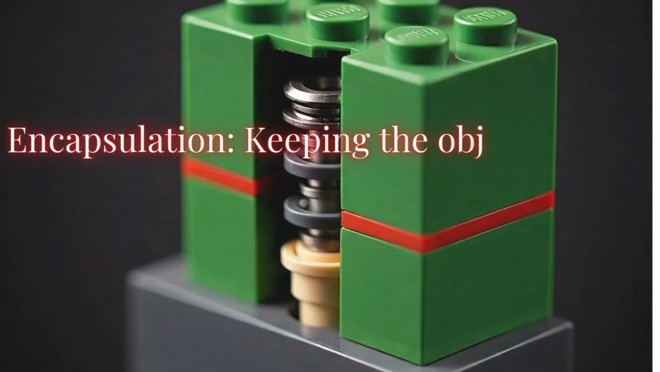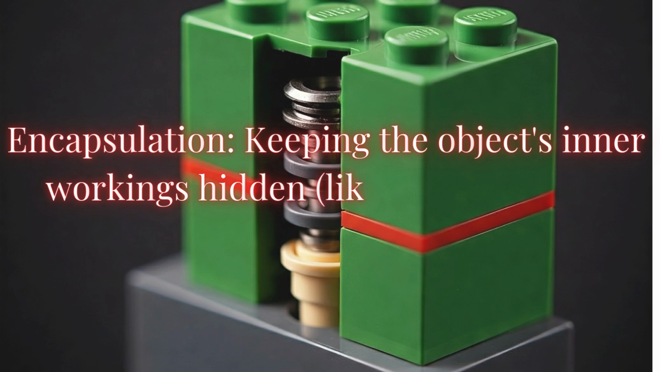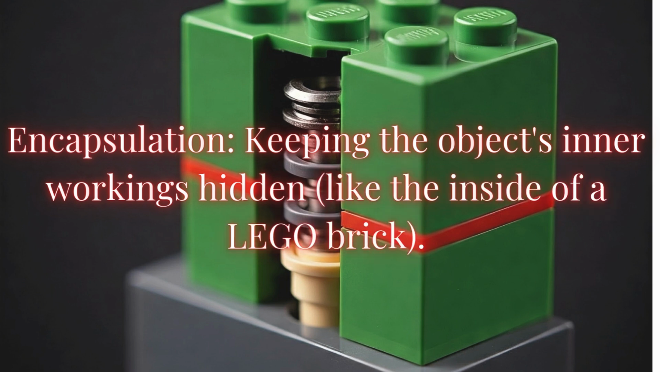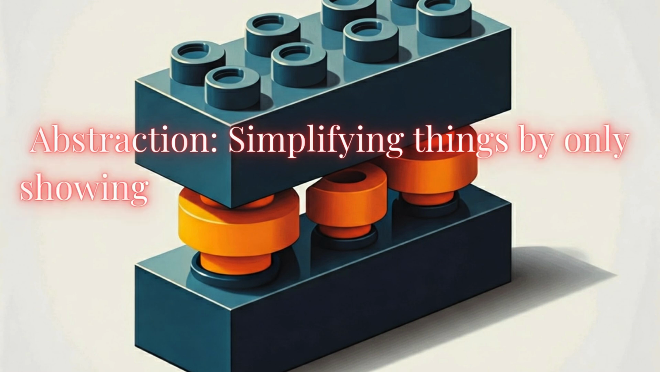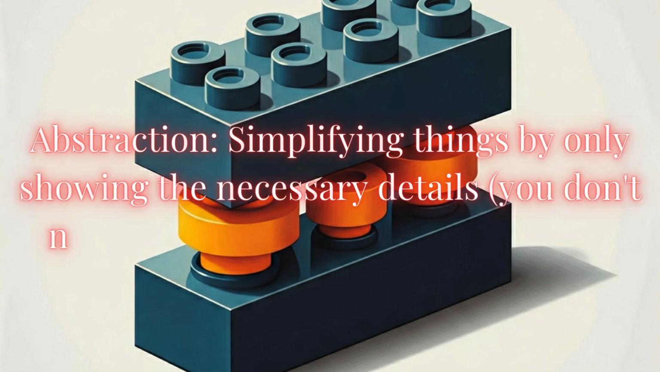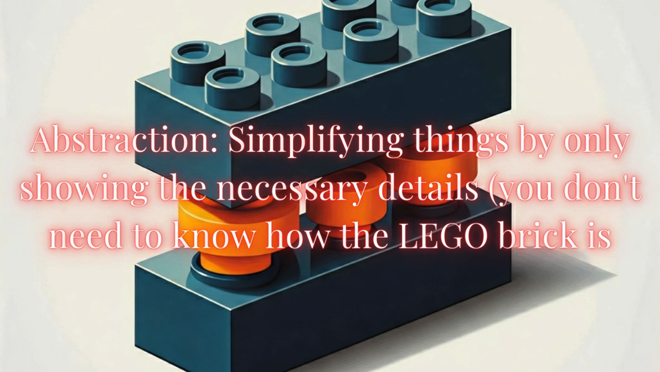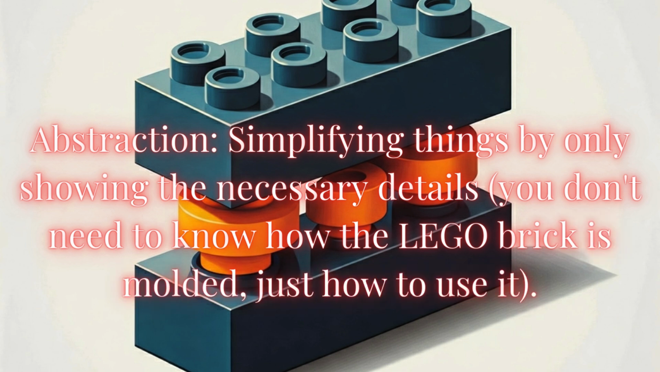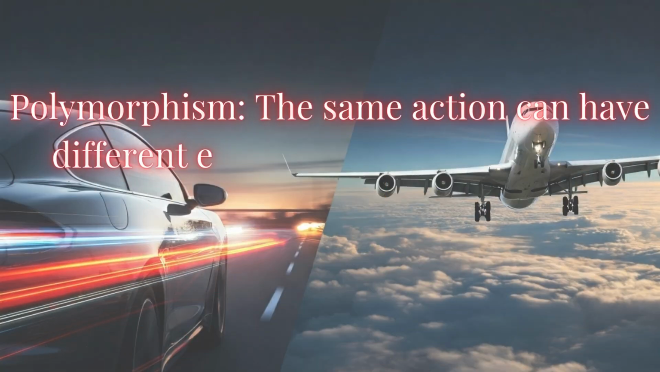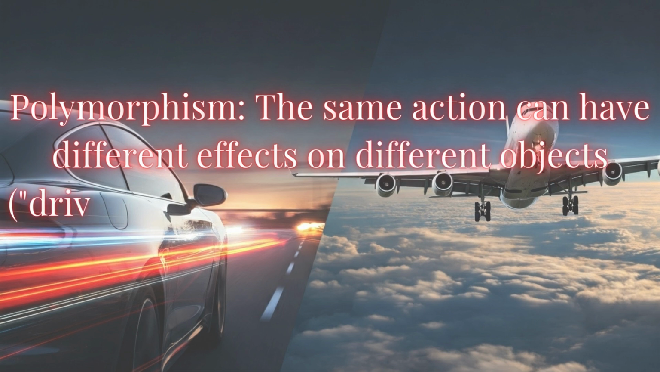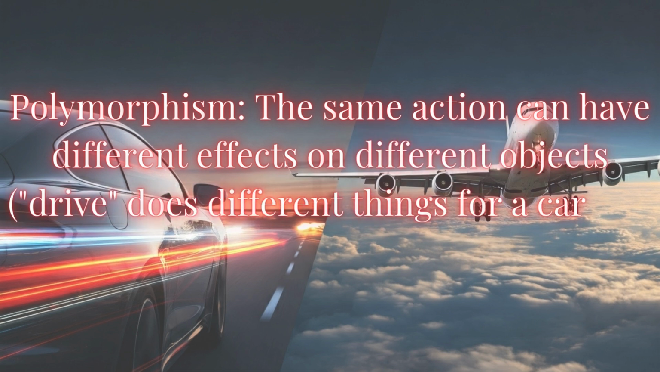Encapsulation, keeping the object's inner workings hidden, like the inside of a Lego brick. Abstraction, simplifying things by only showing the necessary details. You don't need to know how the Lego brick is molded, just how to use it. Polymorphism, the same action can have different effects on different objects. Drive does different things for a car and a plane.